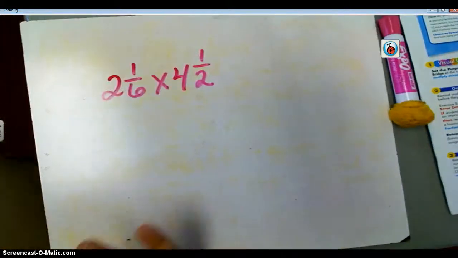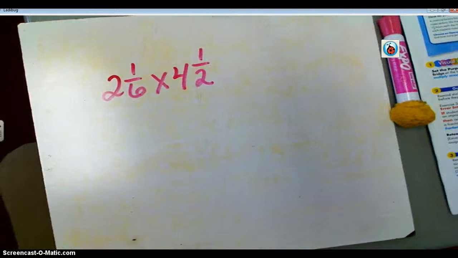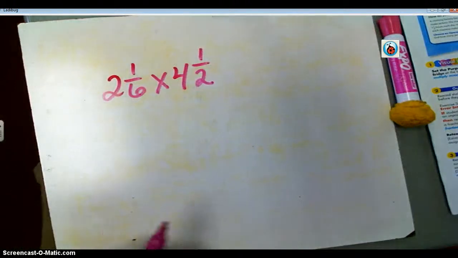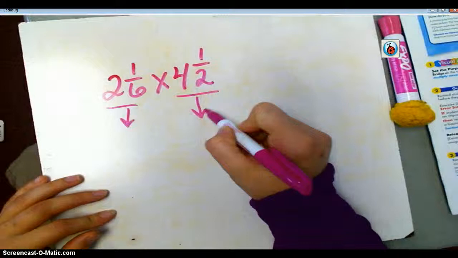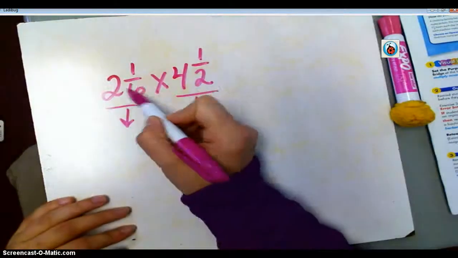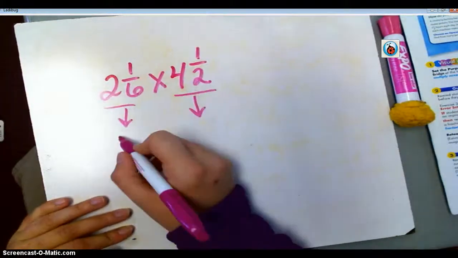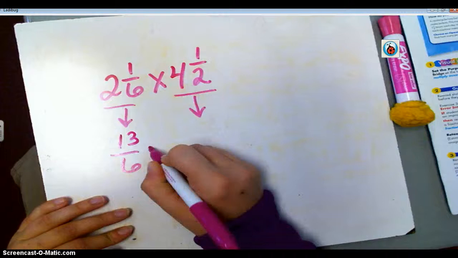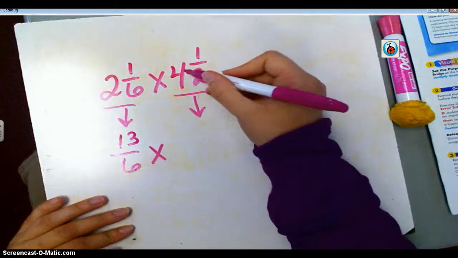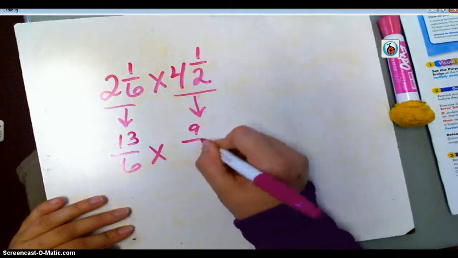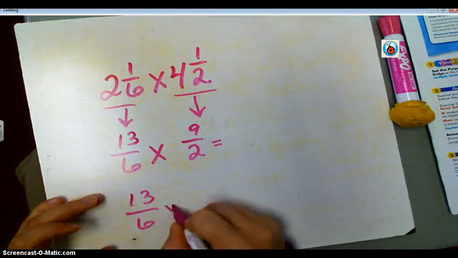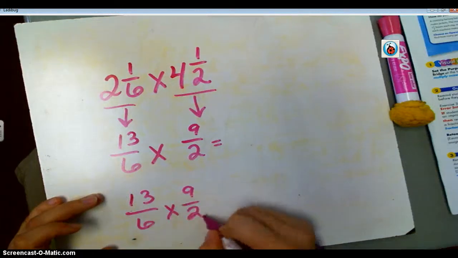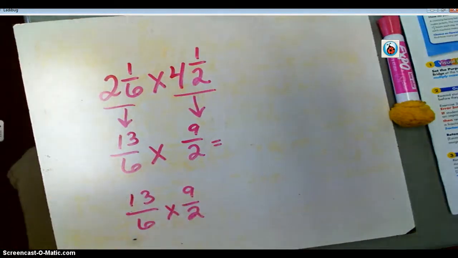So you have 2 and 1/6 and 4 and 1/2. What do you have to do first? You have to change them to improper fractions. 6 times 2 is 12, plus 1 is 13 over 6. 2 times 4 is 8, plus 1 would be 9 over 2. No, multiply. It would be 12. Do it on your board, Carson.